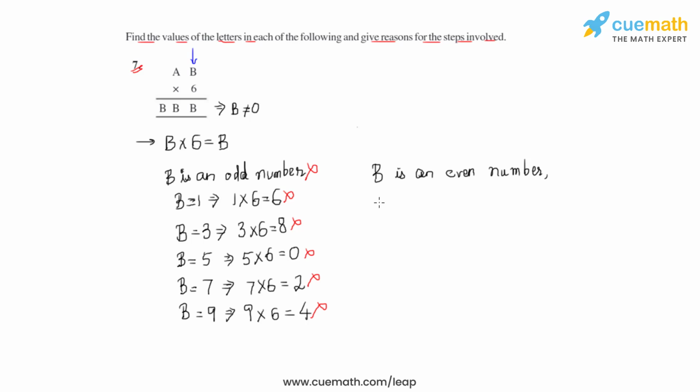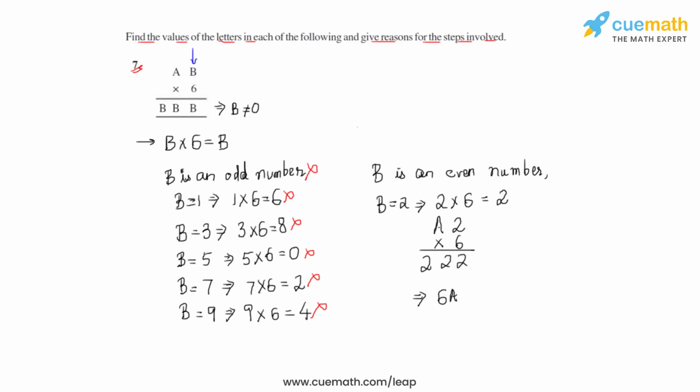Now if B is 2, we'll have 2 times 6 to be a number whose ones place is 2. Now let us take the product. If in place of B, I put 2 and 6 here, we'll get 2, 2, 2. And if we multiply this, what could be the value of A? The value of A based on the product would be 6A.